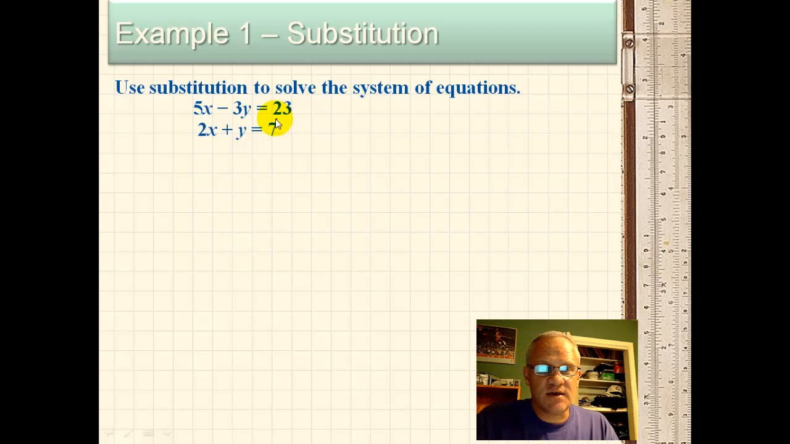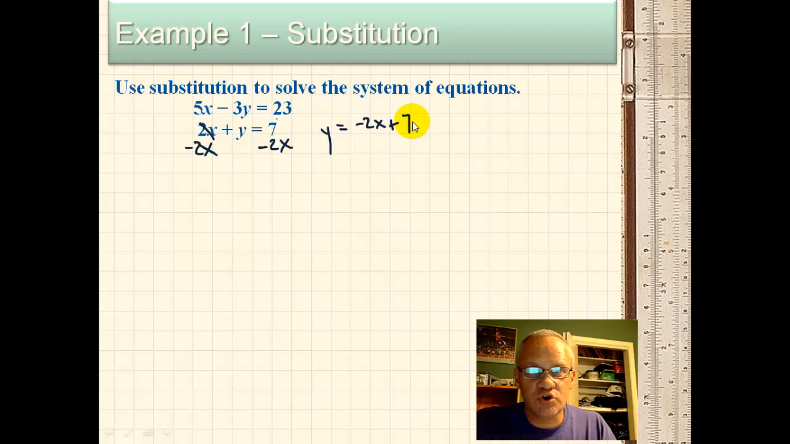The easiest thing is look at the second one. Let's get that y by itself. All I have to do here is go minus 2x, minus 2x. And so I see that y will equal negative 2x plus 7. That's a lot easier than 23/3 or 23/5 or 3/5 or 5/3. Okay, so this is a lot easier.